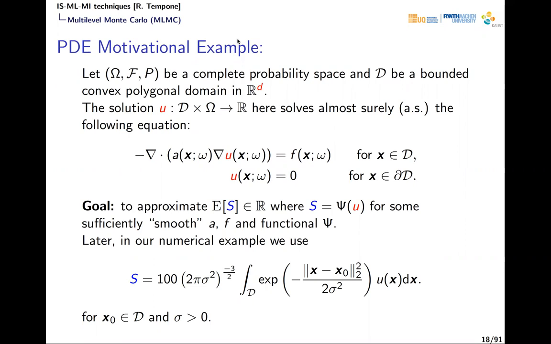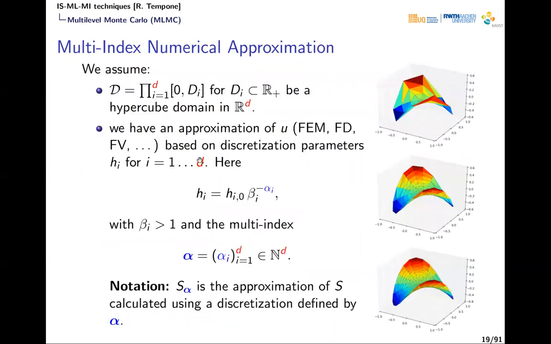So to understand quickly multi-index, please refer to this PDE motivational example, just one PDE with different directions in the X space, right? And one functional that we want to compute the expectation of. We may have, therefore, some different directions to discretize, say X or Y or Z.